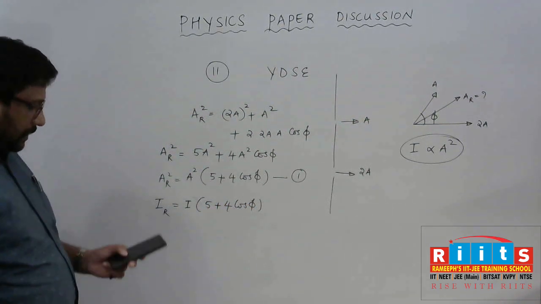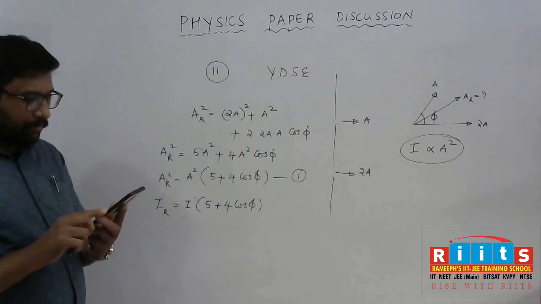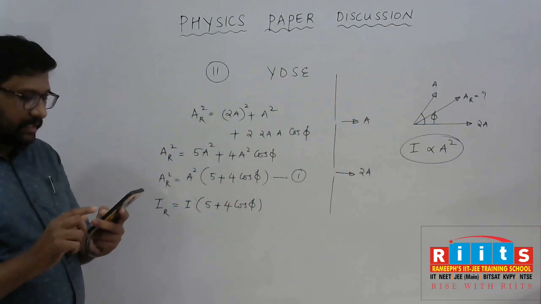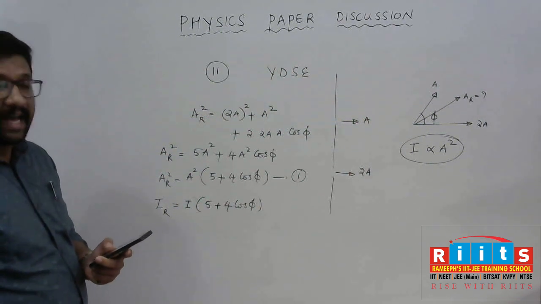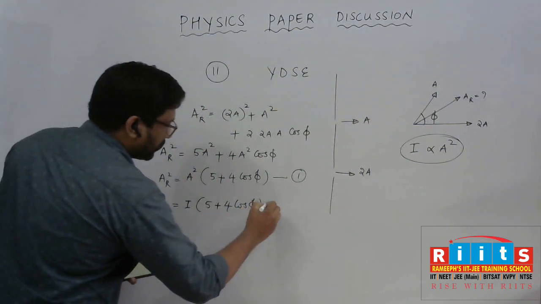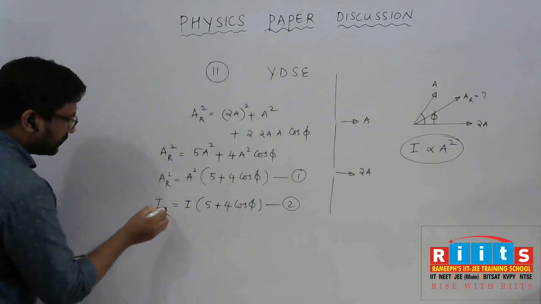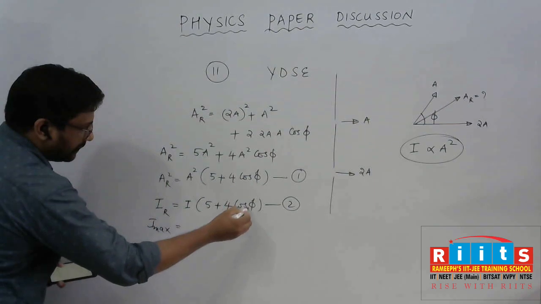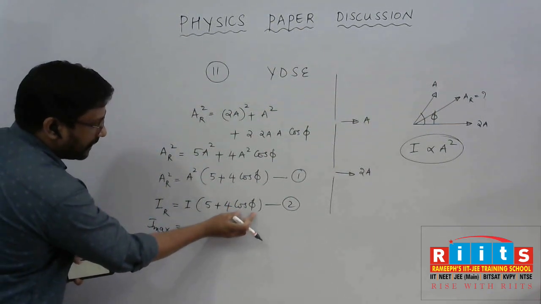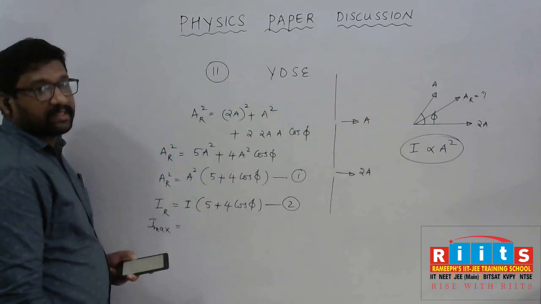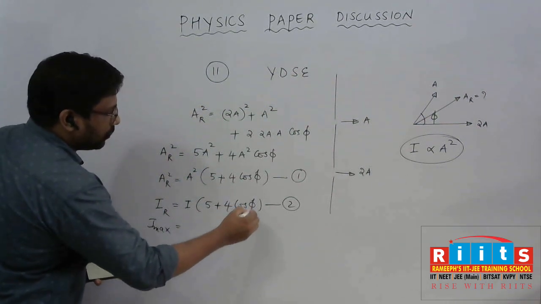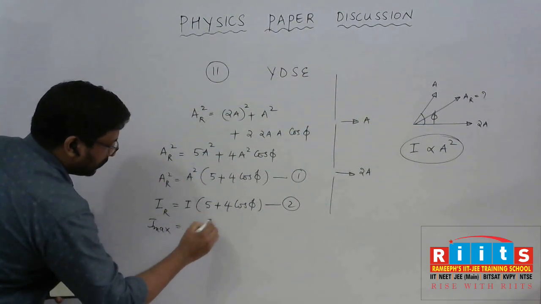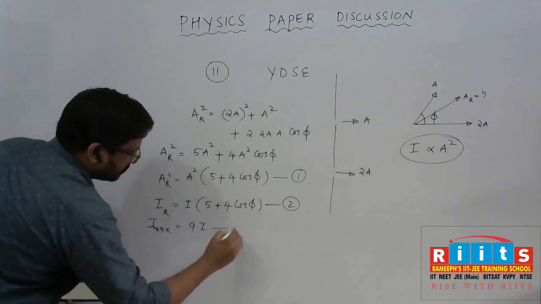Now they are giving the maximum intensity of the resultant interference as IM. By analyzing this equation, equation number 2, what is the maximum intensity? The resultant intensity is maximum when this value is maximum. So cos phi is maximum for phi equal to 0. So cos phi will become 1 and it becomes 5 plus 4. It will be 9I. Let's say this is equation number 3.